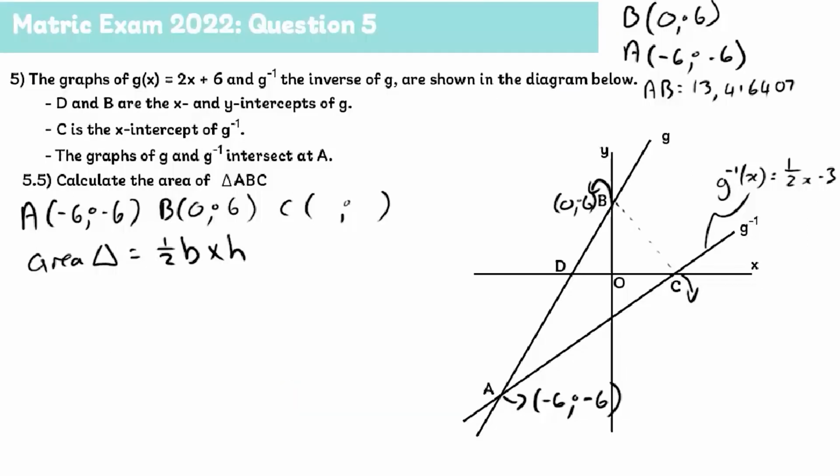13,42. 5.5. Calculate the area of triangle ABC. The first thing that comes to mind is, well, what's the formula of a triangle? The formula is half base times height. Now, we don't have a base and we don't have a height.